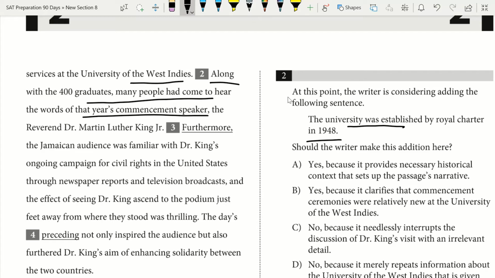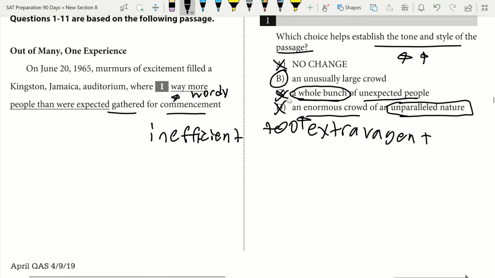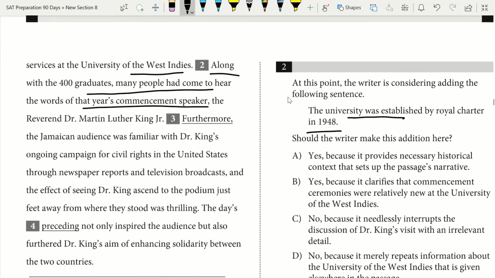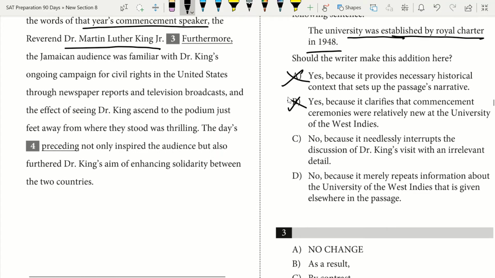Okay, so we see that we just touched on before the sentence we're considering adding, how there were a lot of people gathering in an auditorium in Jamaica. Now we're talking about how they're gathering there for Dr. Martin Luther King. So it does not seem like the university being established by a royal charter is important there, so we're not going to want to make that addition. So we can get rid of A and B because they say yes, and we're not going to want to make that addition because it's interrupting our discussion of Dr. King's visit with an irrelevant detail. Okay, so the answer is going to be C, no, because it needlessly interrupts the discussion of Dr. King's visit with an irrelevant detail.